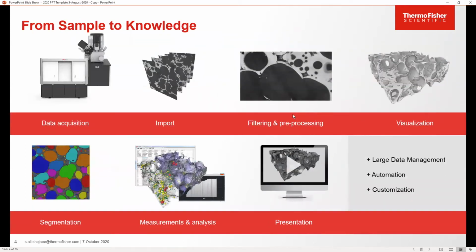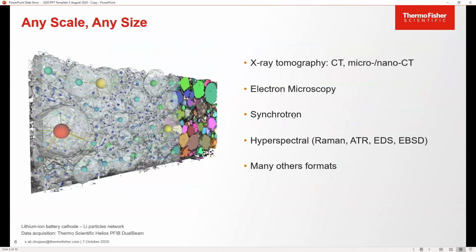So I'm just going to go through the steps one more time with a little bit more detail. First, you want to import your data. Any scale, any size, any format, as long as it's an image, you can read it. Whether it's CT, electron microscopy, optical microscopy, it doesn't matter. You can read images. On top of that, you can read surface measures, volumetric measures, and many other formats can be read with Avizo.